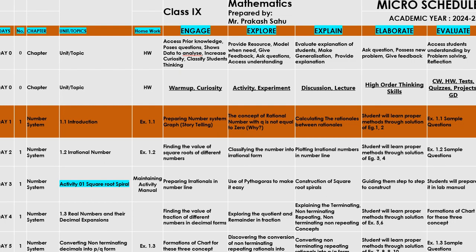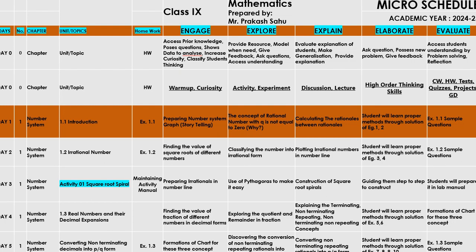Engage. We can engage the students with the help of the number system graph, the storytelling method, or the students will prepare one rangoli based on number systems. Afterward, how can it be explored? The concept of a rational number with q not equal to 0, that is, why q is not equal to 0 when p by q is a rational number. The student as well as the teacher will have to explore it. Then the next thing is calculating rationals between rationals. This is all the explanation that can be done by the teacher, through discussion or the lecture method that the teacher has to follow.